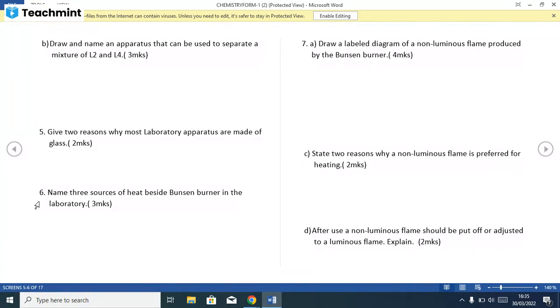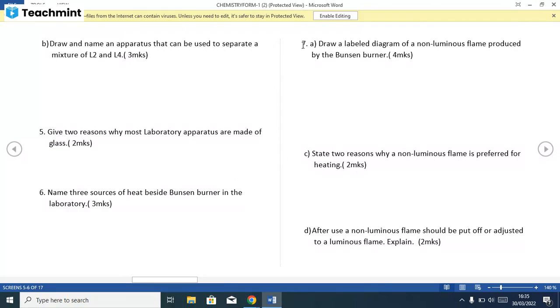There is a spirit burner, something like that. And there is the portable burner. And the portable burner, by the way, is also common. Beside the Bunsen burner, in most cases we use the portable burner. See what you see in the lab? Yes, those ones that are portable, you can carry.